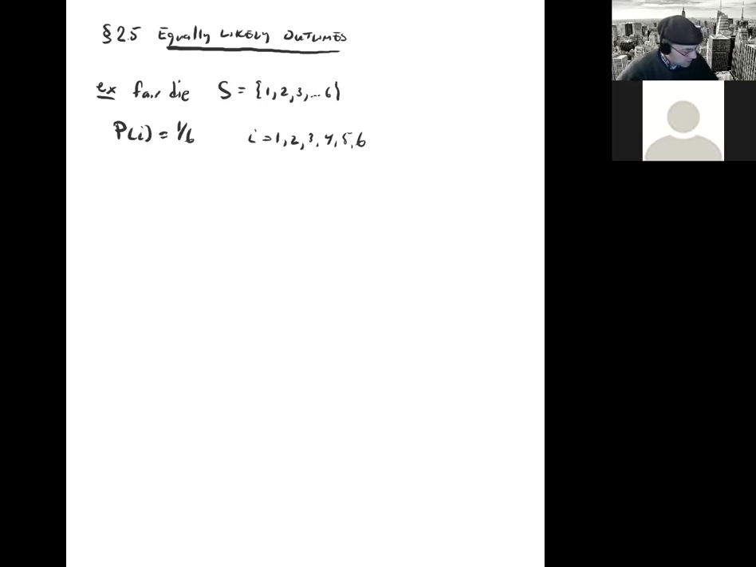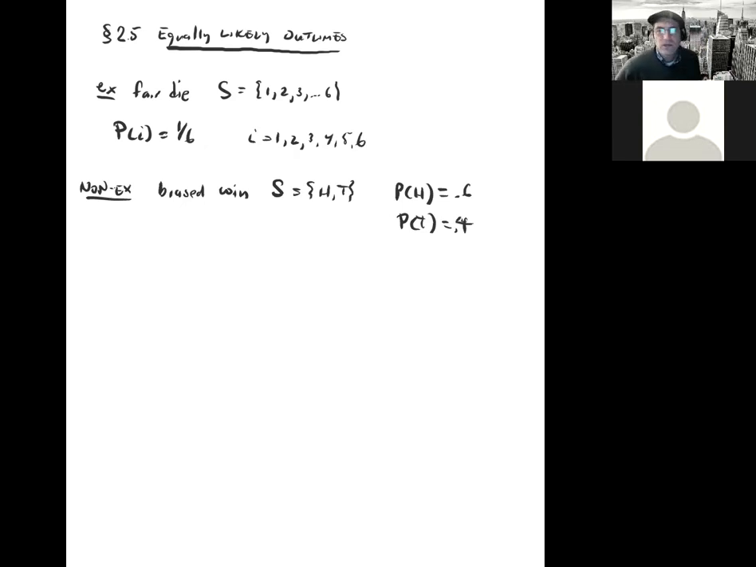A non-example of an equally likely outcome is a so-called biased coin. The sample space is modeled by two outcomes, heads and tails, but maybe the probability of heads is not a half, maybe it's 0.6, so the probability of tails would be 0.4. That doesn't look like much of a 4, so I'm going to make it more of a 4.